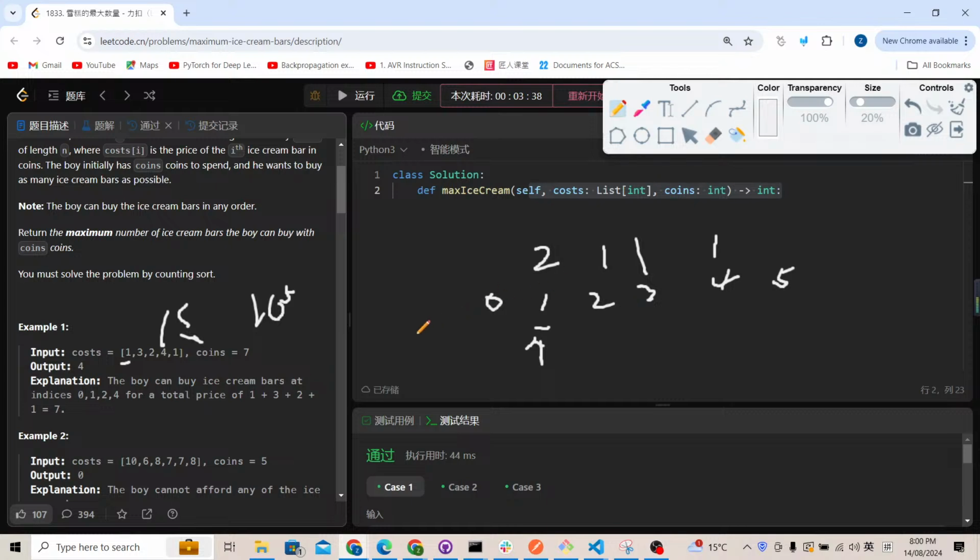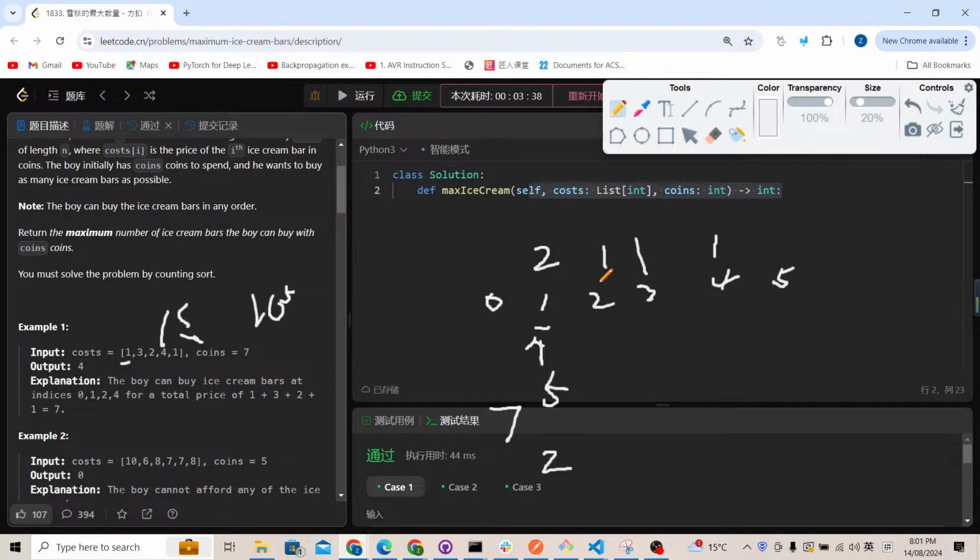This is exactly like the greedy idea, because after using counting sort, we use the index to represent the cost of each ice cream, and the value is the number of ice creams we can buy if we have enough coins. So let's check one by one. We have 7 coins. Of course, we can buy 2 ice creams with index 1. So we bought 2 ice creams, so our coins are going to be 5.